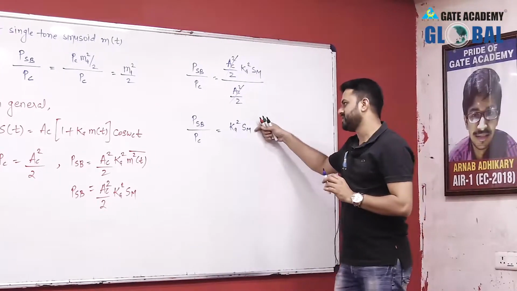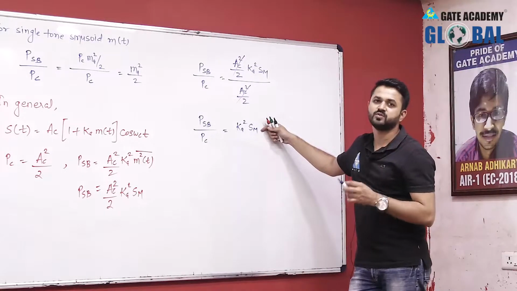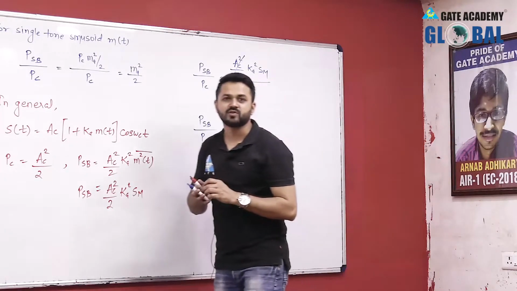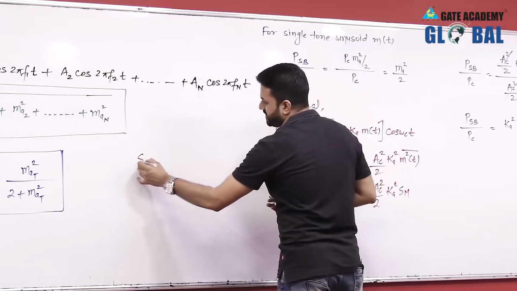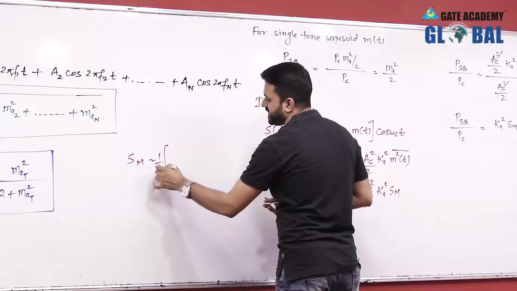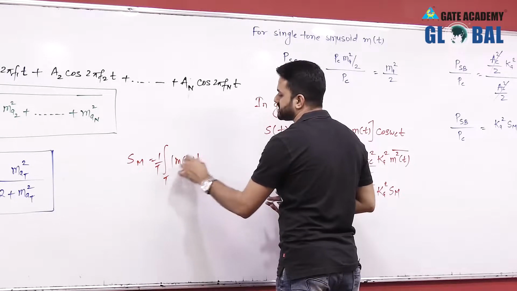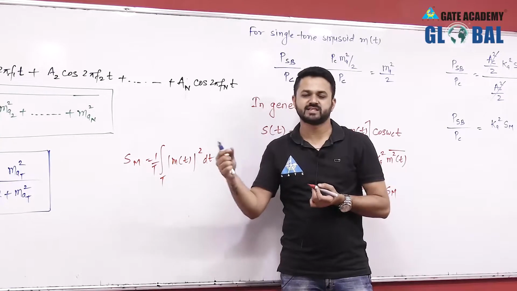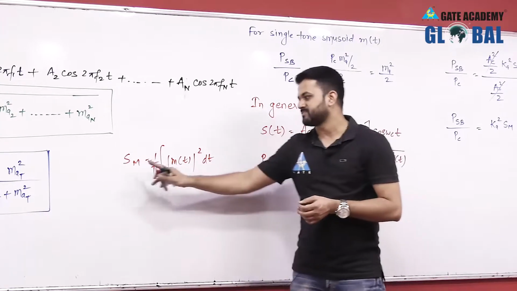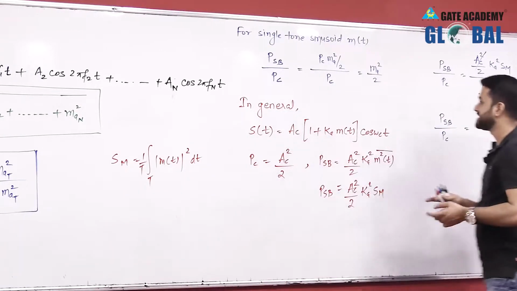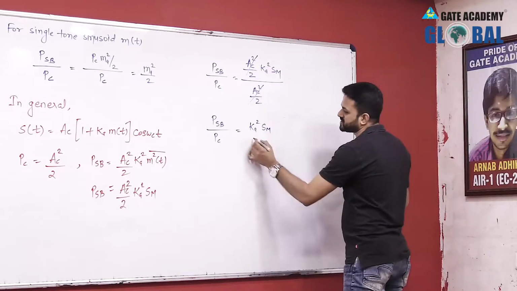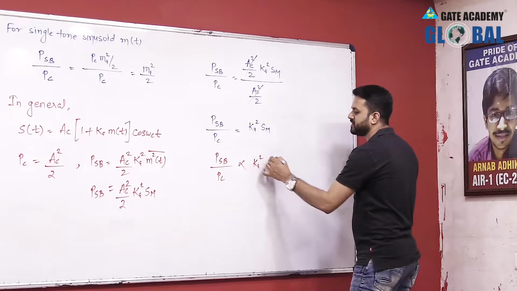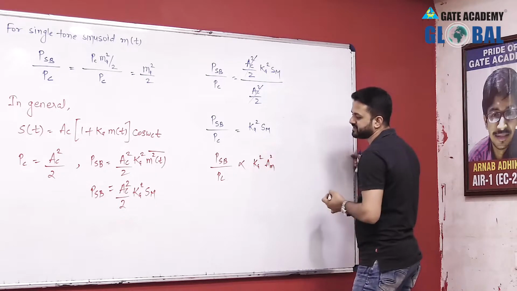The message signal power is proportional to the amplitude squared of the message signal, because if we calculate power, we know that it is 1 upon T, integration over the time period, of the magnitude of m of t squared dt. So the power is directly proportional to the square of the amplitude of the message signal.